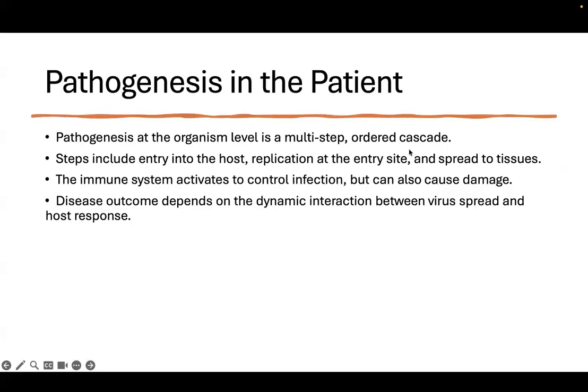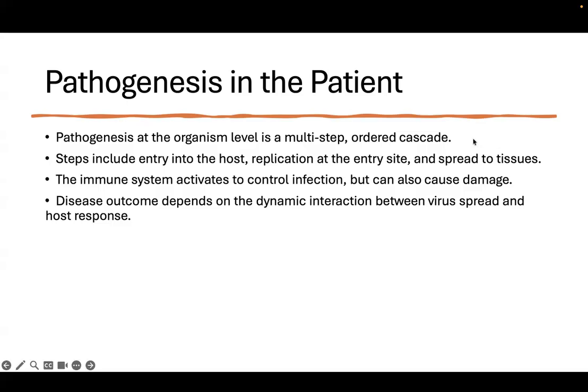So now let's go into more pathogenesis. So now we know what a virus can do to a cell. Now let's look at it at a bigger level, at a patient level. As I said, pathogenesis is a multi-step, ordered cascade. It always starts with entering a patient and then infecting a host. It has to go inside the host. And what happens to the host cell, we just spoke about. It could be cancer, it could be death, it could be nothing, or it could be just the syncytia. This is what can happen.